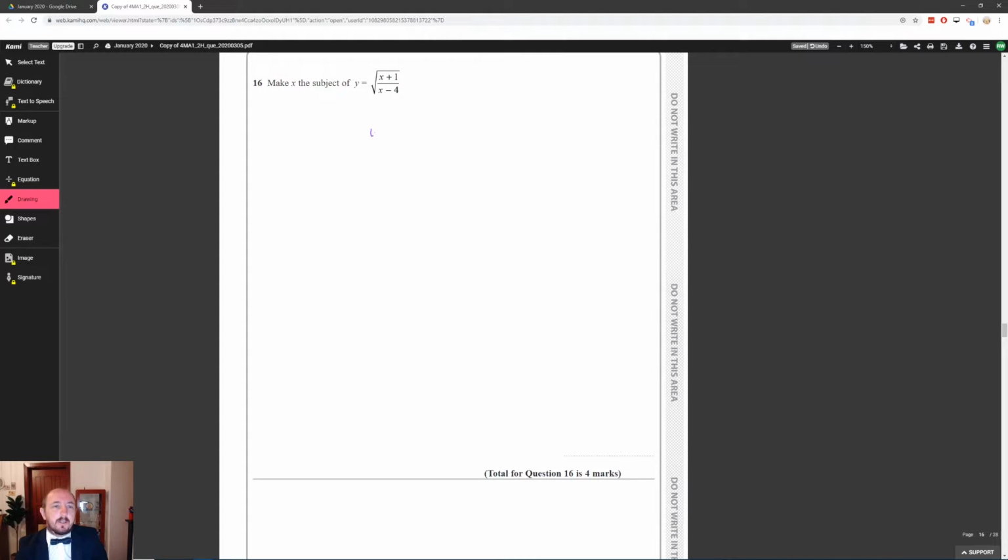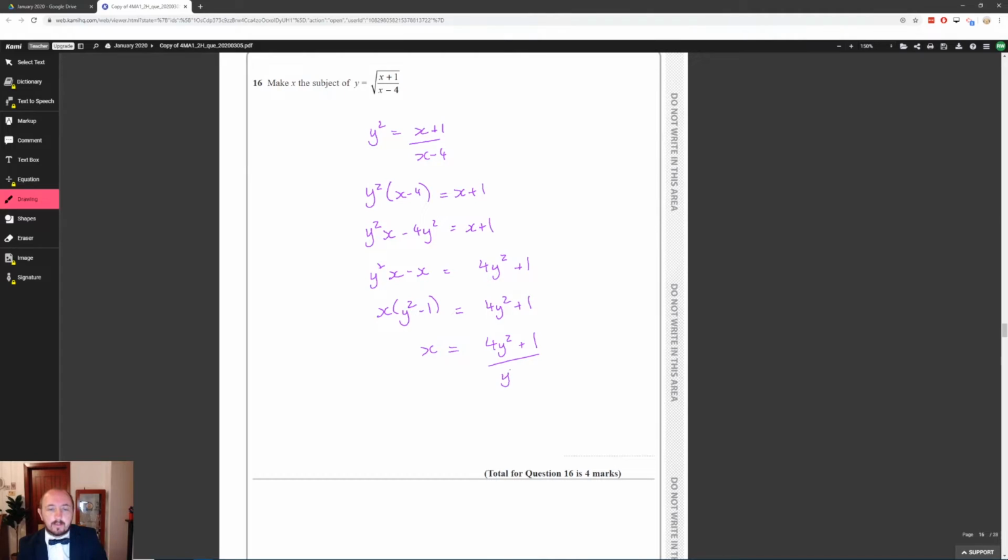To make x the subject, we're going to square everything to get rid of that square root sign, and then we're going to multiply through by the denominator here, multiply out the brackets to get this, collect the x's on one side and everything else on the other, and then factor the x. The final step is to divide through by the brackets to give us our final answer there.